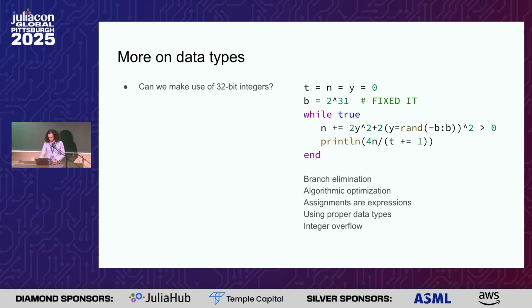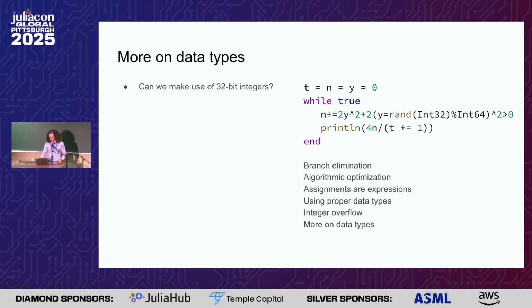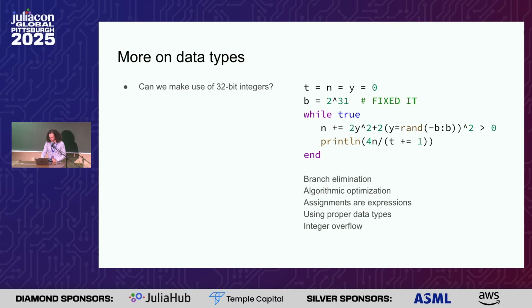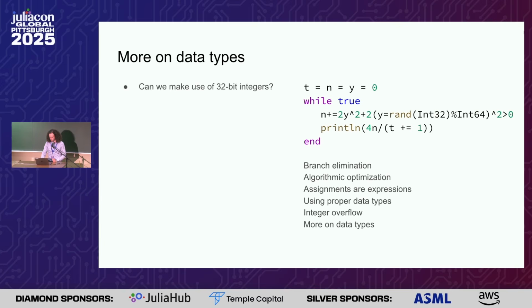Okay, more data type stuff. We've got a 2 to the 31 there. Basically what's going on here is we're generating random 32-bit numbers. We're squaring them to make 64-bit numbers, and then we're doing some 64-bit comparisons. Well, we can just generate random 32-bit numbers and then make them 64-bit numbers. Now we don't have to have this B in here. It's longer for now, but it's cool that we can use data types in this way.